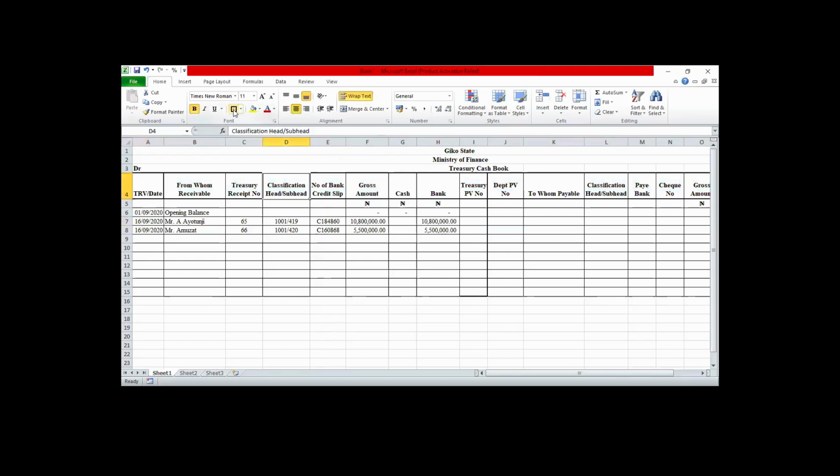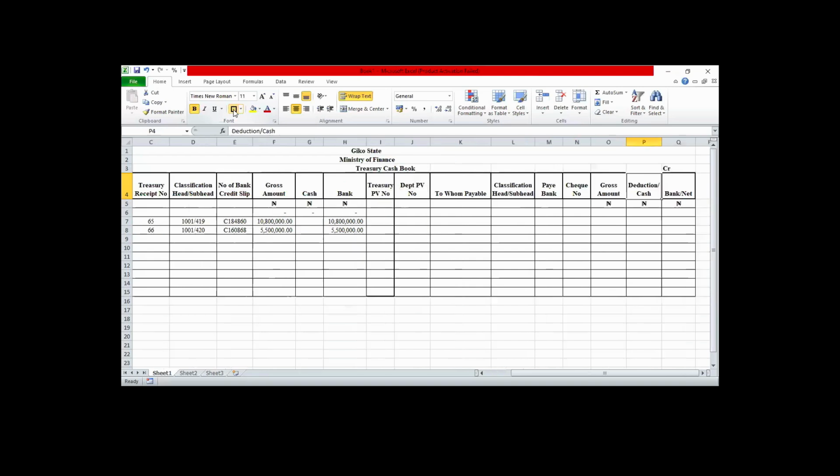The next transaction is what? On 26 September 2020, the State Ministry of Education made payments for feeding students and WAEC examination fee. Okay. That's one. For payments, it means it's going to appear where? At the credit side of the cash book. Is it clear? Yes, sir.